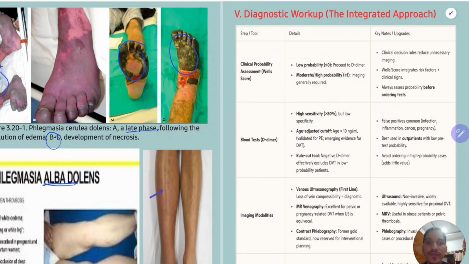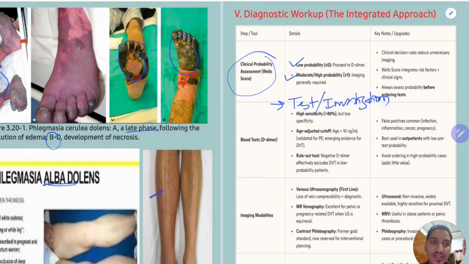Now you will assess the clinical probability by Wells score, and you will divide into low probability and moderate to high probability. Okay. Now you will assess whether you can advise the tests depending upon the availability of tests and investigations. If these tests and investigations are available, then you go for the test, and then you will go for treatment of DVT.